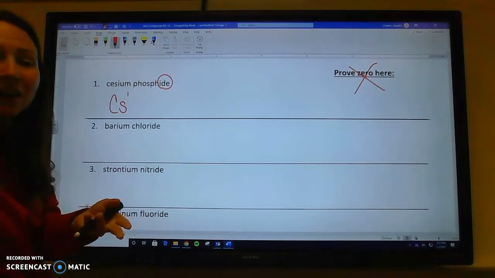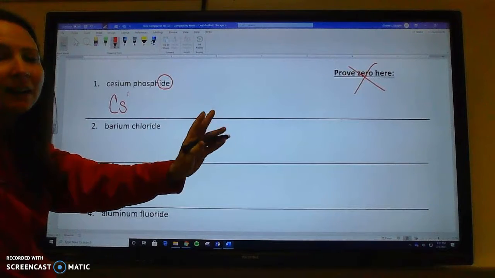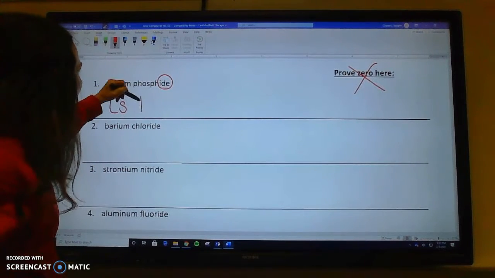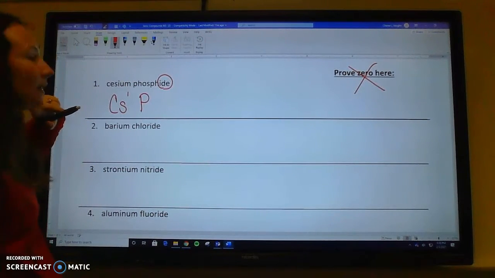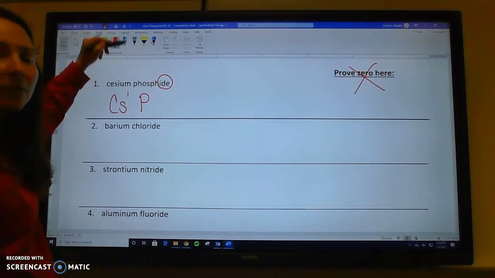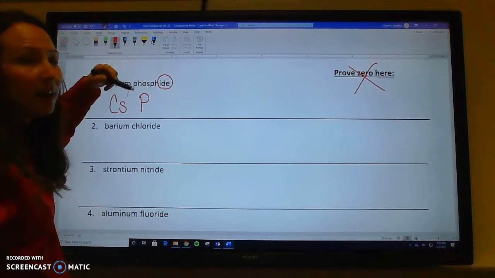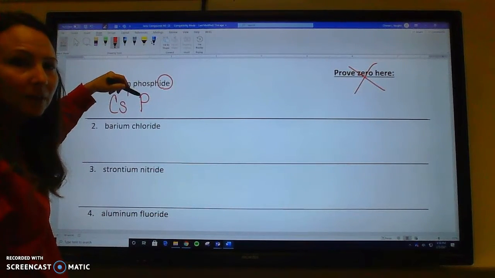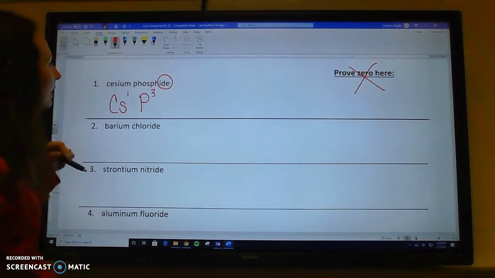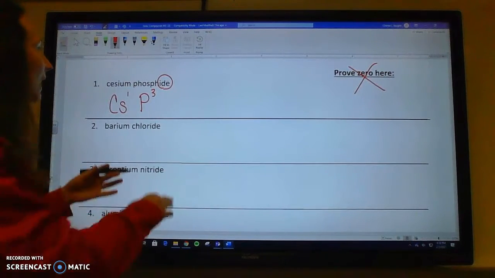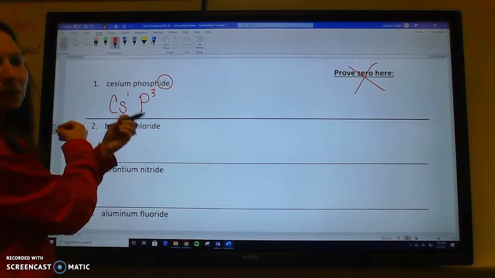Phosphide, all of these end in IDE. So what looks like phosphide on the right side? It's phosphorus. So phosphorus is P. And then we need its charge. So look above that. And it's a negative, okay, this is positive, this one's negative, and -3. We don't write the negative in. Now, we have to switch these charges.